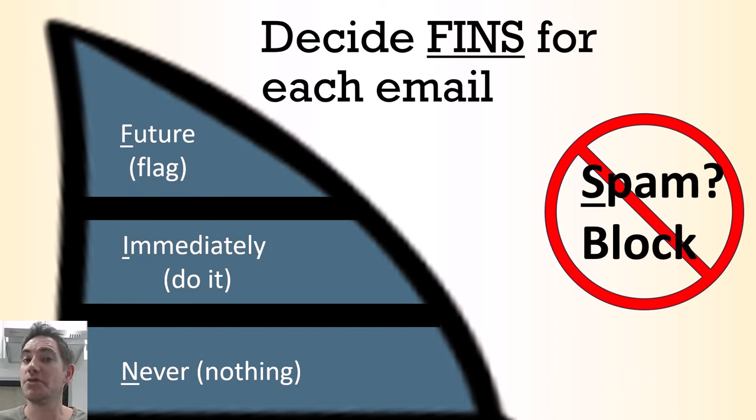So the process is you go through email by email and you decide between these things, F-I-N, two-min shark fin. You decide, is it going to be something you do in future, in which case you flag it? Is it going to be something you do immediately, in which case you do it immediately? Is it going to be something you do never? And I'm going to add in an S because if there's something that is spam, you're going to block that sender. Not enough Outlook Gmail users use the block feature. Absolutely use it. It means that their future emails will go automatically to junk.